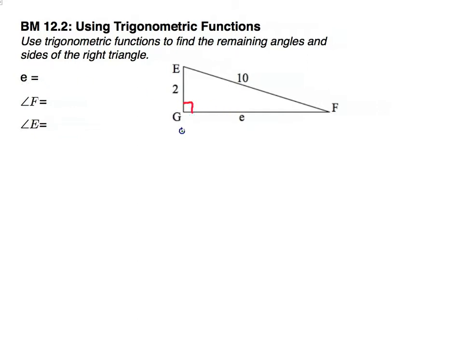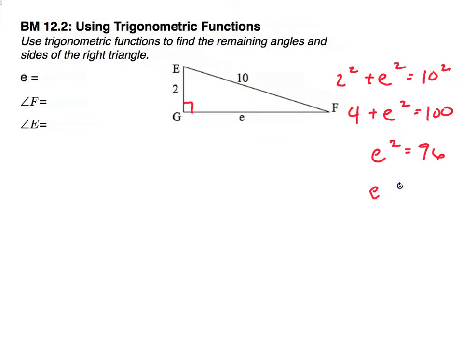This is a right triangle, and so I can just use the Pythagorean theorem: 2 squared plus e squared equals 10 squared. So 4 plus e squared is 100, e squared is 96, and when I square root that, I get the square root of 96, which is 4 square root 6, or about 9.8 if you go decimals. So 4 square root 6 is what I'm going to use.